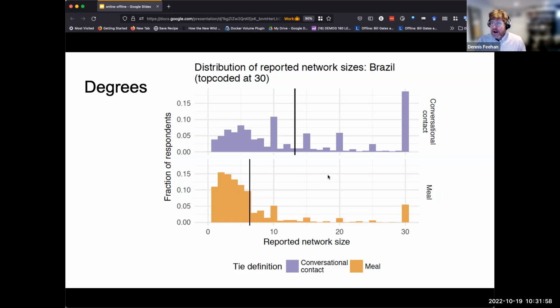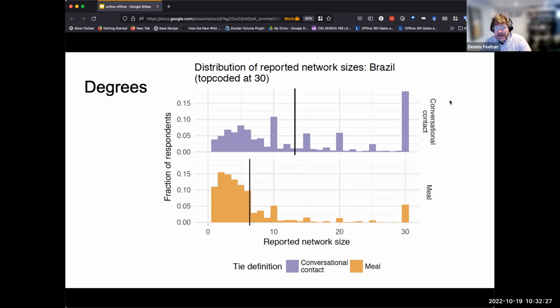in Brazil. The purple bars in the top row are the conversational contact network. The orange bars in the bottom row are the meal network. I should say these plots are top coded at 30, meaning responses that are 30 or bigger are all plotted at 30 here. So you can see that there's a lot of people who report at least 30 conversational contacts.